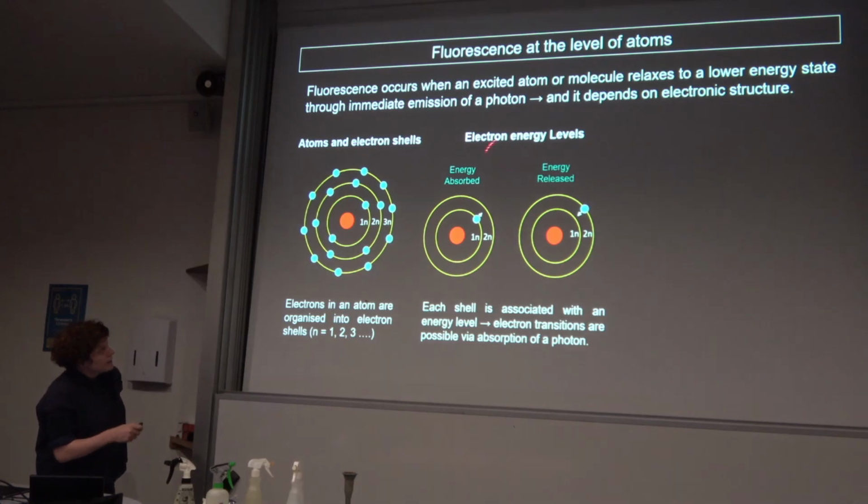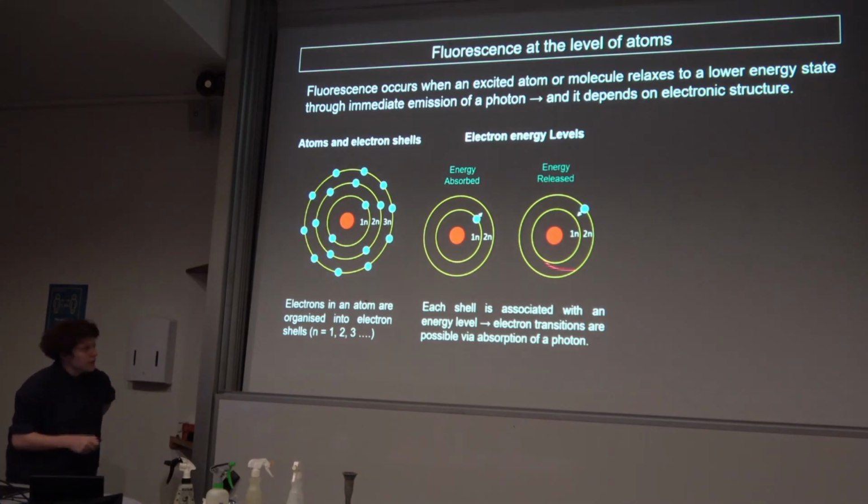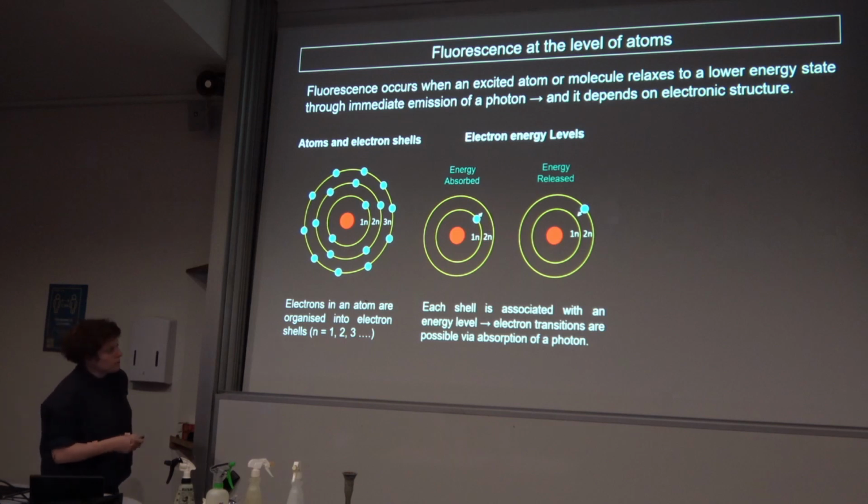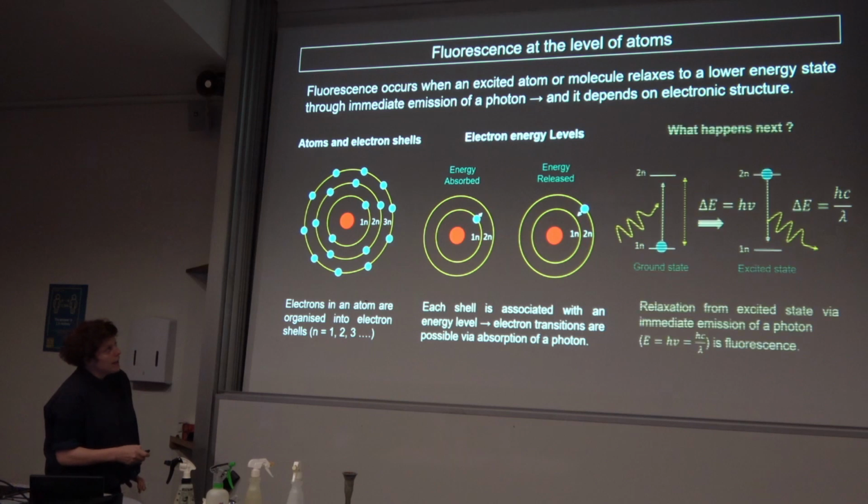Essentially, each shell is associated with a specific amount of energy, and electronic transitions between these shells are possible when an atom absorbs a photon of light. So upon absorption of a photon of a particular amount of energy, this transition can take place, and it can be excited to an excited energy level. And then what happens next depends on the atom.